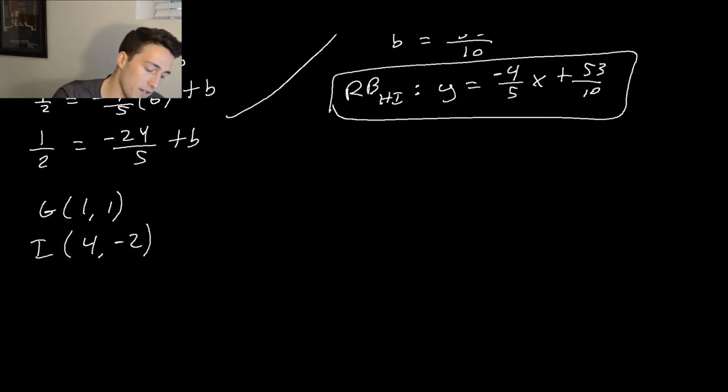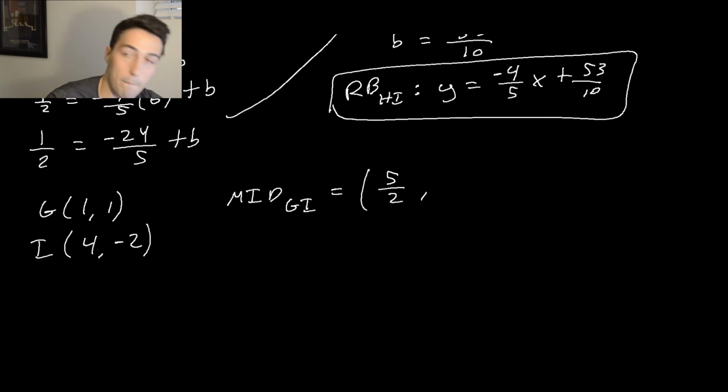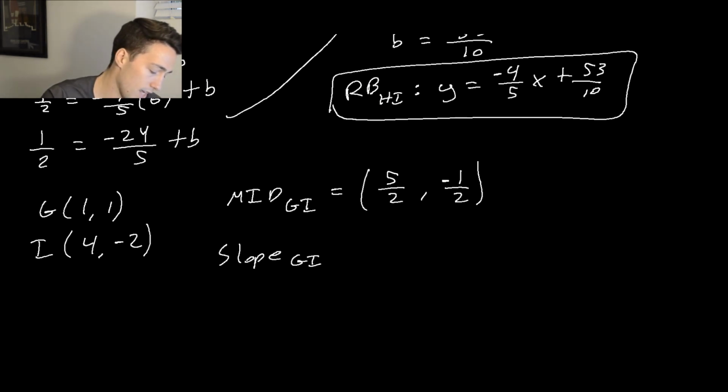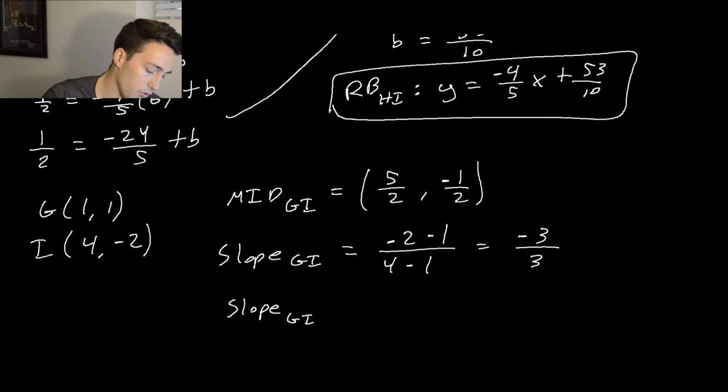So to find the midpoint of line GI, it's going to equal 1 plus 4 is 5 divided by 2, so it's 5 over 2 in the x direction, and then 1 plus negative 2, so that's going to be negative 1, it's going to be negative 1/2. So that's our midpoint. Now let's get our slope of line GI. And that is negative 2 minus 1 over 4 minus 1. That's going to be negative 3 over 3. And our slope of GI is equal to negative 1.